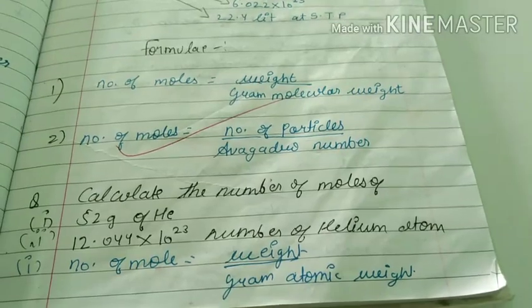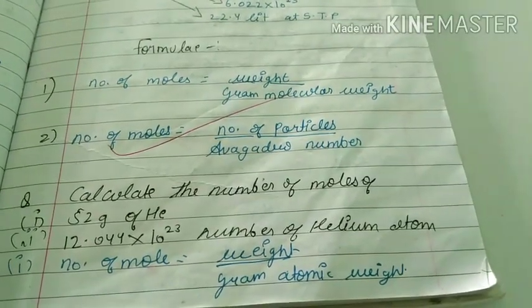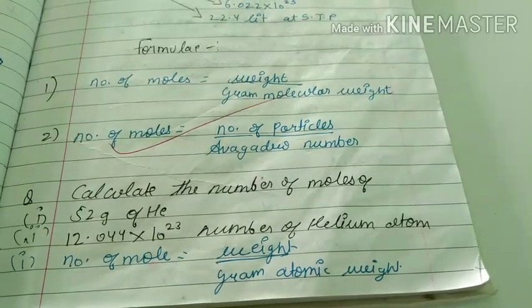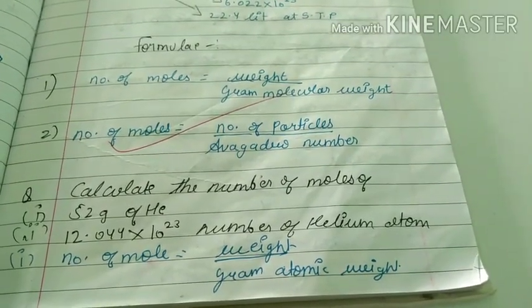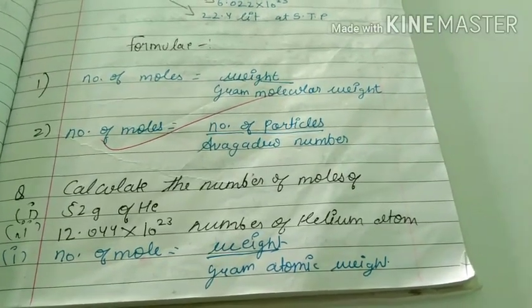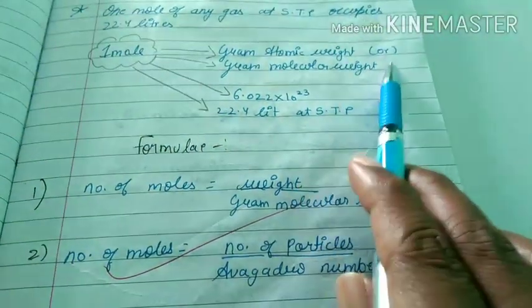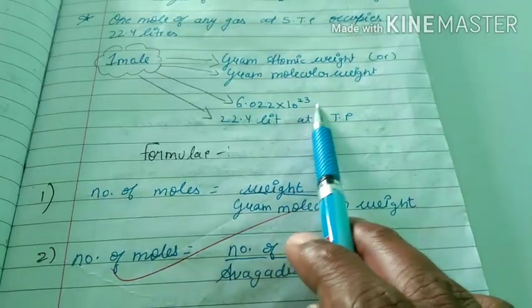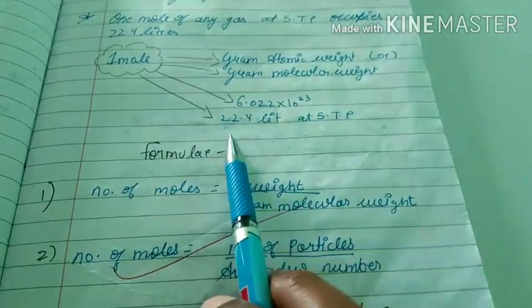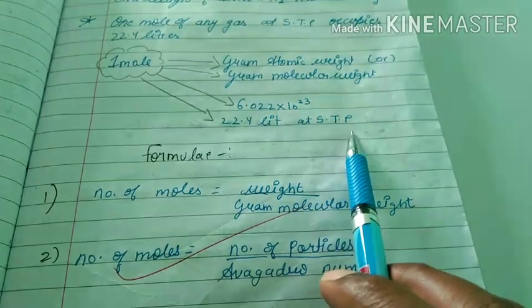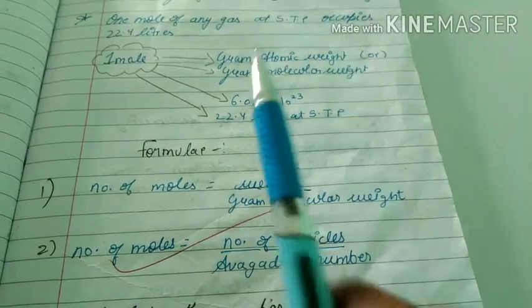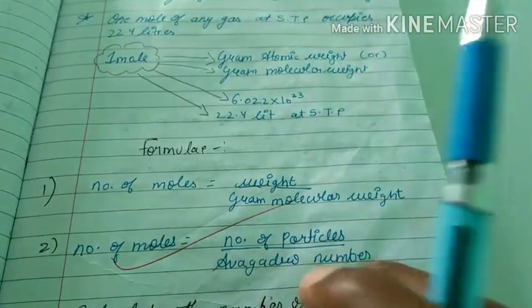1 mole of any gas at STP, that means standard temperature and pressure, occupies how much volume? 22.4 liters. So from all the above points, 1 mole is equal to gram atomic weight or gram molecular weight, and Avogadro number, that means 6.022 into 10 to the power of 23. This is a very large number, and 22.4 liters at STP. So these are the points regarding 1 mole. Regarding this, two important formulas are there.